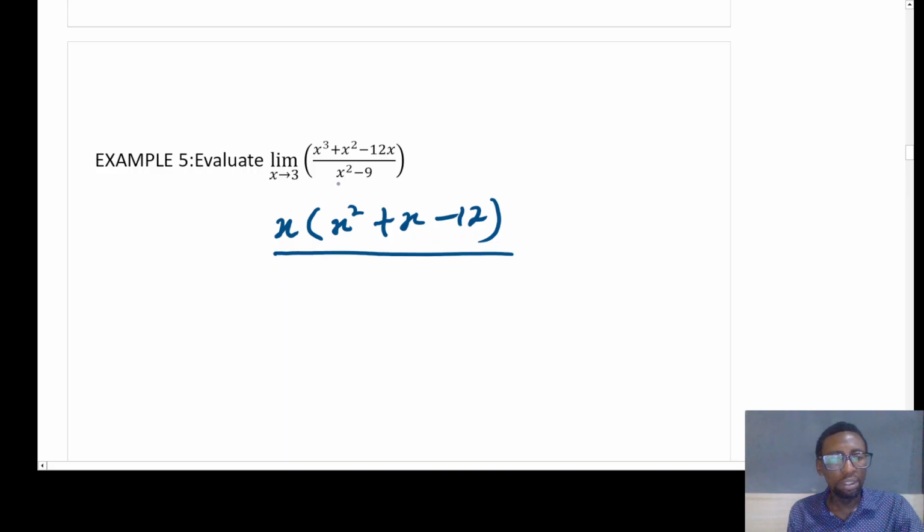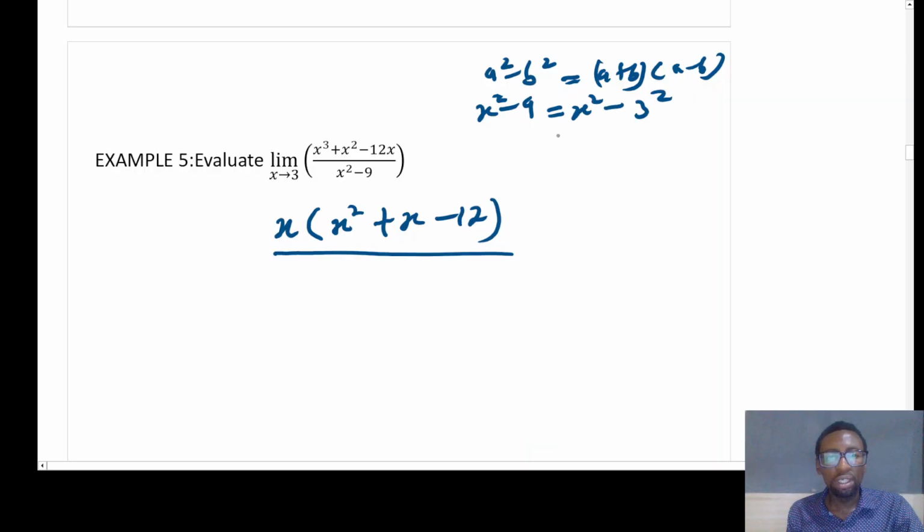Divided by, this is a difference of two squares. Don't forget, if we have a squared minus b squared, it gives you a plus b, a minus b. So we have x squared minus 9, which gives you x squared minus 3 squared. And that will give you x plus 3, x minus 3.